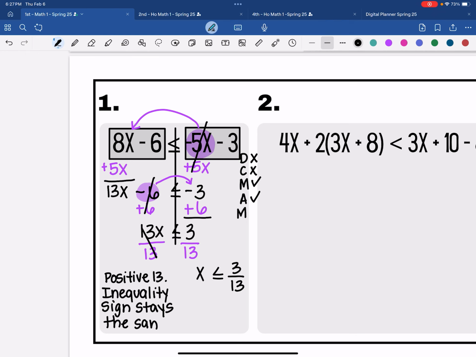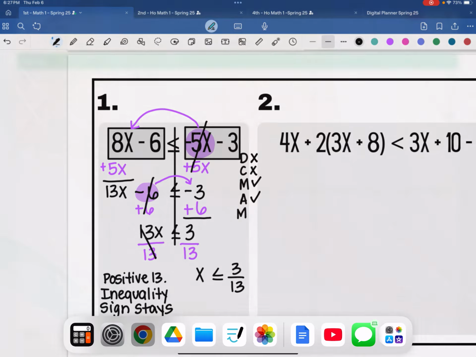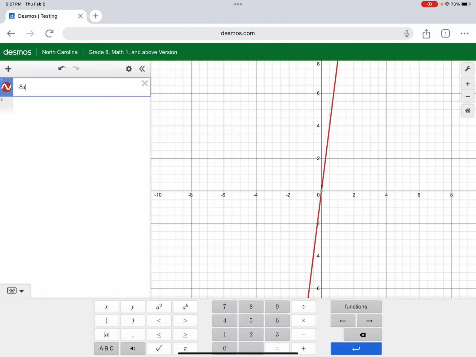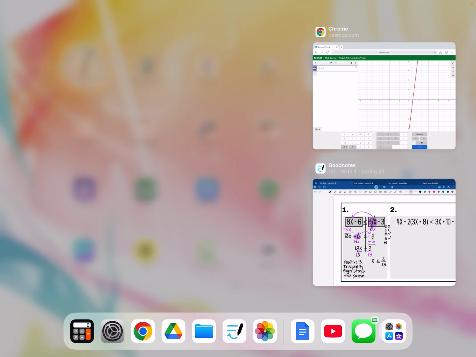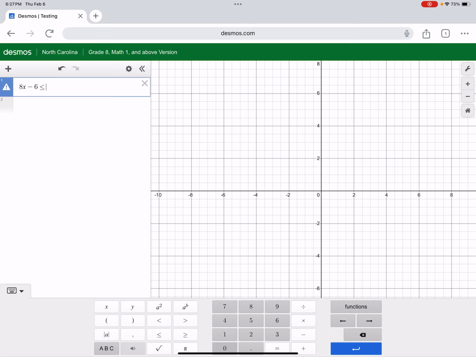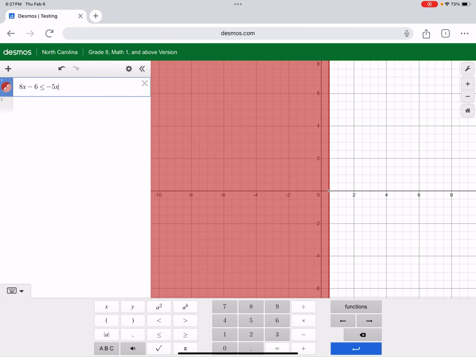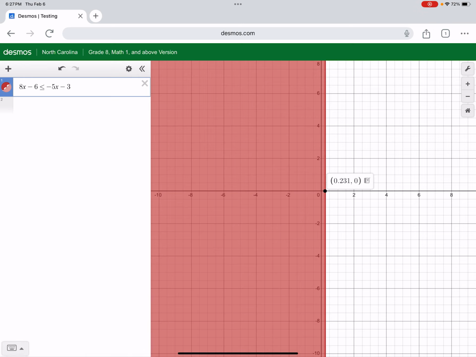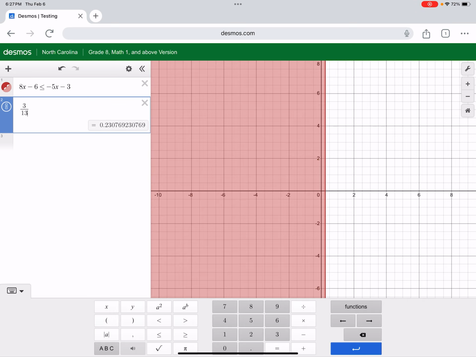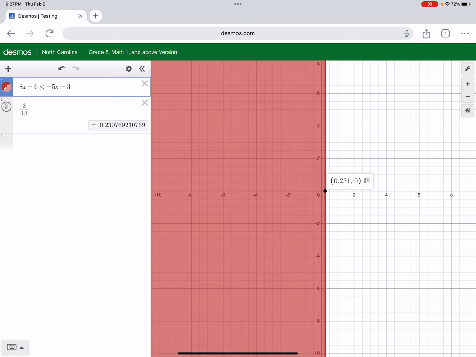Now, I can check my answer for this in Desmos. When I pull Desmos up, I'm going to type it just like I had the problem. So it was 8x minus 6, and the inequality signs are in the keyboard, so we have less than or equal to, and then negative 5x minus 3. What you're going to be looking for is that it's crossing the x-axis right here, and the number that they give me is 0.231. Well, if I divide 3 by 13, I should see that that is 0.231 rounded.